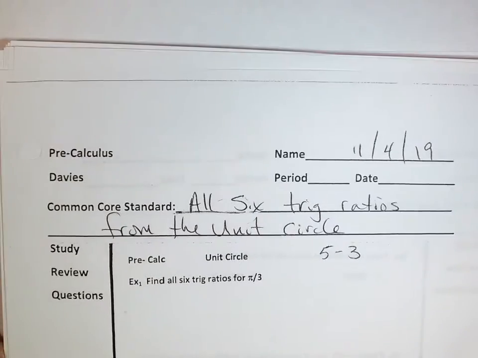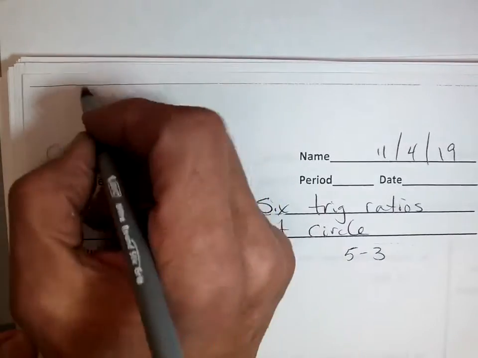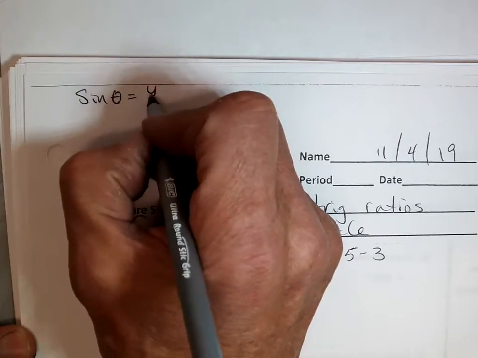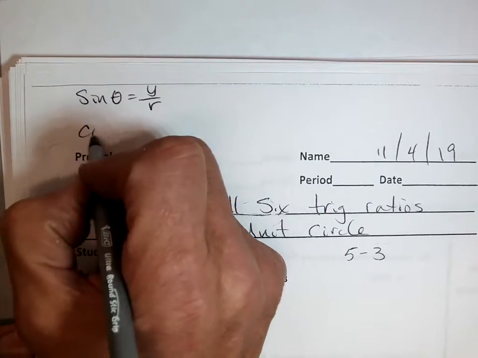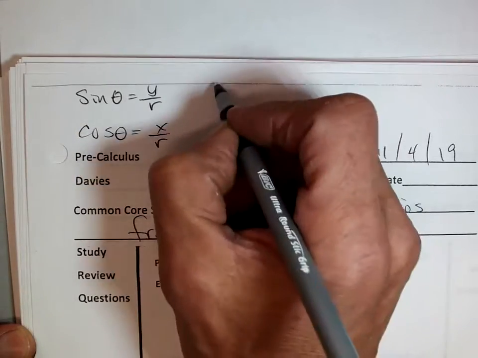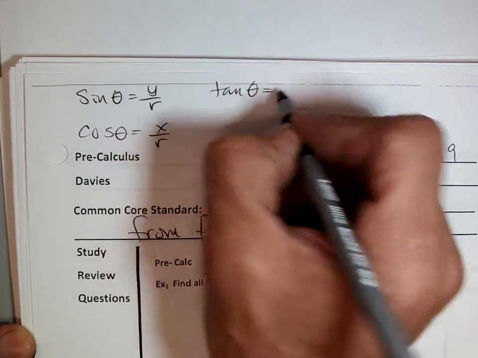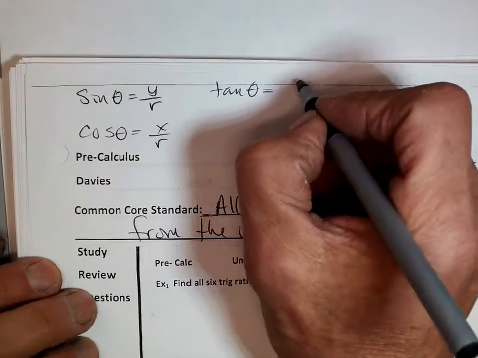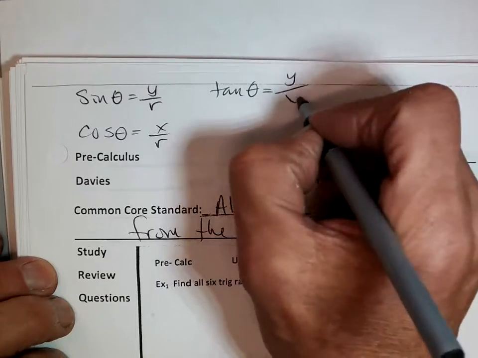I'm going to put them up here. I'm going to write them real quick. We have sine. We know a sine of theta is equal to the y value over the r. We know cosine is equal to the x value over the radius. Tangent of theta. Of course, you guys have these probably in your notes. I'm just going to put them up there to help us out. Tangent is going to be the y value over the x value.